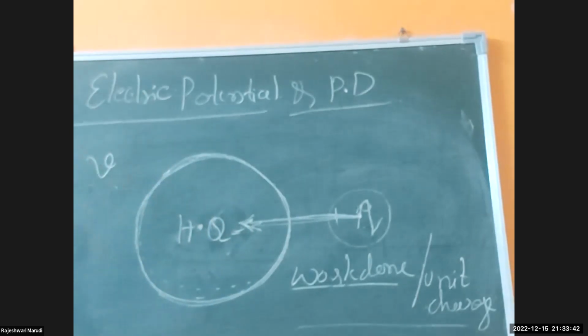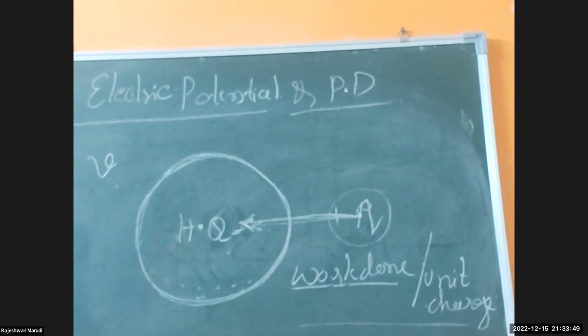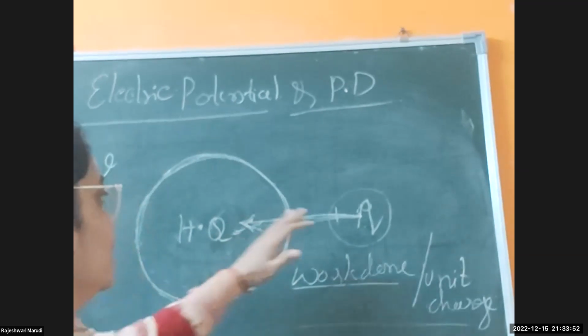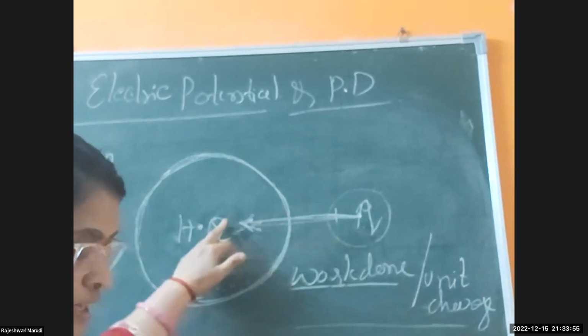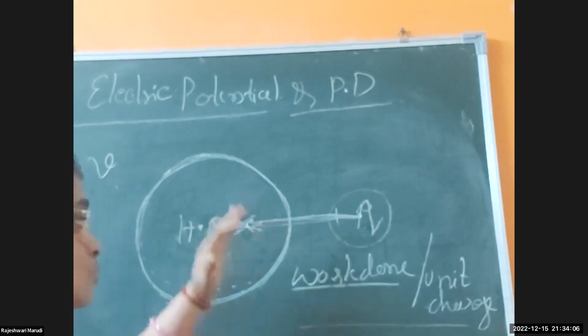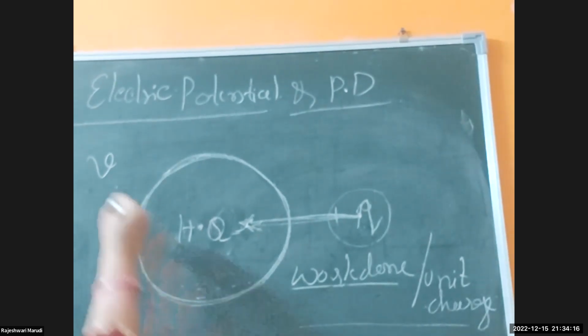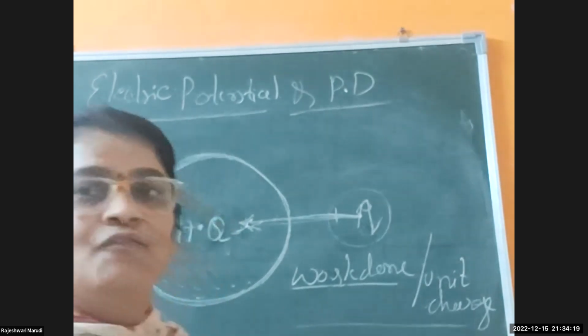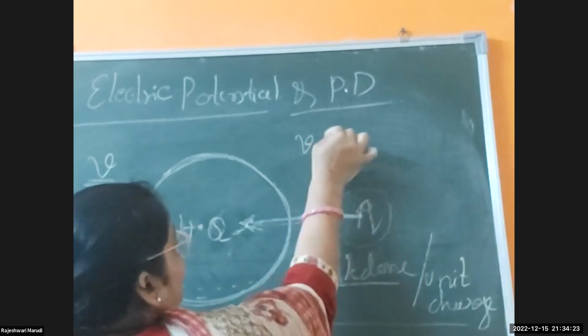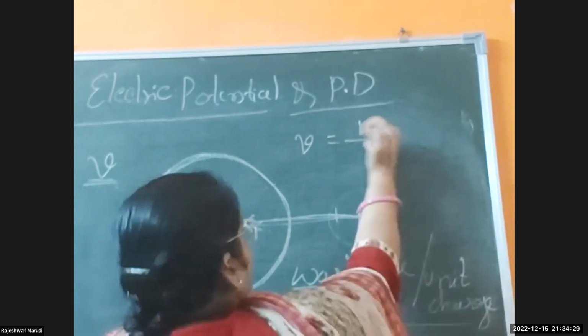So how can we define the electric potential? Electric potential at a point in an electric field is defined as the work done in moving a unit positive charge from infinity to that point in the electric field. To do that, we have to do some work. This work done per unit charge is called electric potential, represented by the letter V. So according to the definition, V is the work done per unit charge.